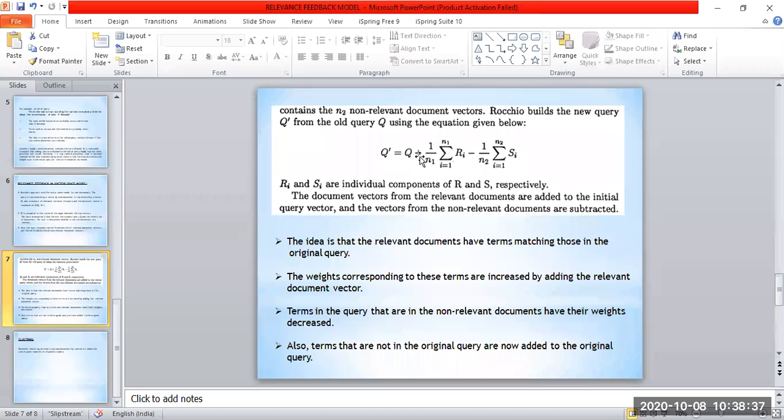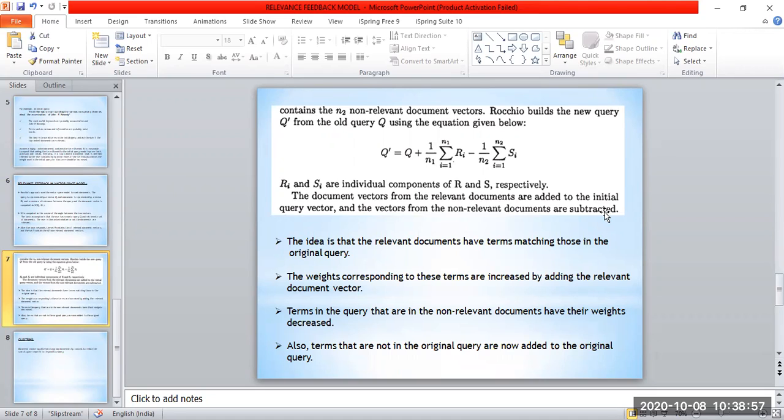So what we are doing is we are adding the relevant vectors to the old query, and we are subtracting the non-relevant vectors from the old query. So the document vectors from the relevant documents are added to the initial query vector, and the vectors from the non-relevant documents are subtracted. Simple.